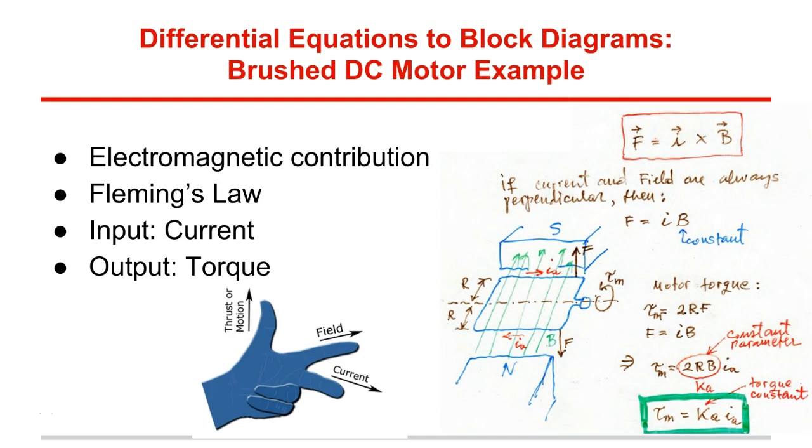There is some type of electromagnetic contribution in a motor, and this is the equation for it. You have I cross B, and that will equal the force. This has to do with the magnetic field that's created in the motor turning.